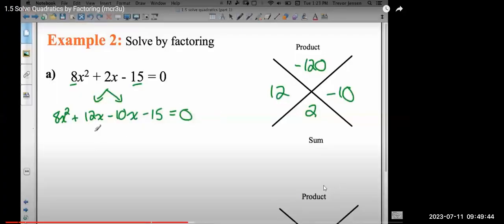Equal to 0. Okay, so what we're doing here is when you have the two values of the product and sum, so you got 12 and 10. If you remember, this is grade 10 stuff. You just basically separate the two like that. It doesn't matter if you put the 10 with the 8 or the 12 with the 15, you still get the same answer. And then you put a bracket around them and then you factor by grouping.